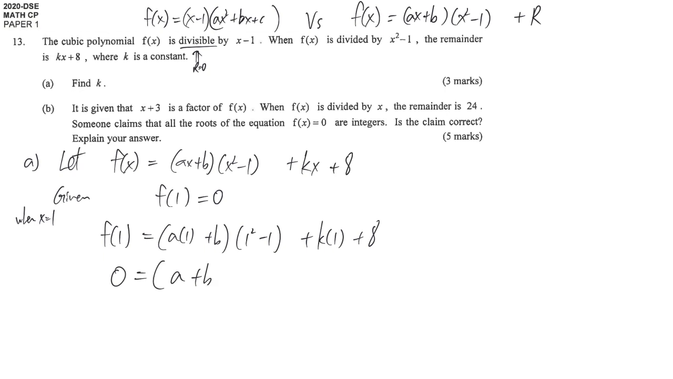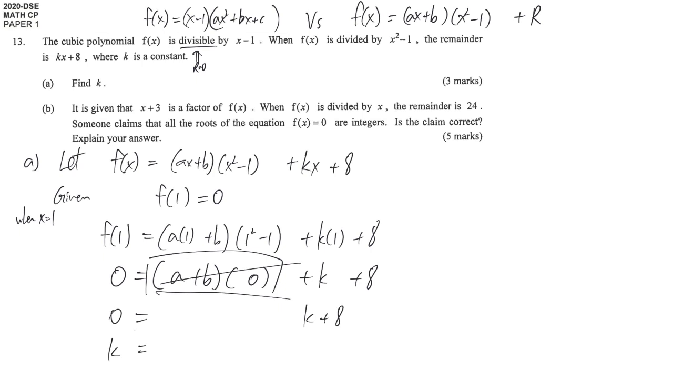Even though it's not complicated, f(1) is given that it is 0. This is a plus b. The key point is this factor is 0. So even though we have unknowns here, this whole part is just simply equal to 0. So we have k plus 8 equal to 0. k is negative 8.